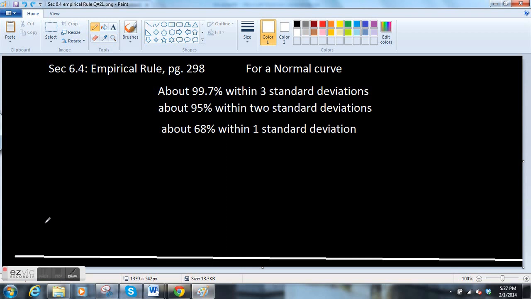Hi there, here we are, section 6.4. We're looking at the empirical rule, which is on page 298. So we're going to be all normal curves all the time for a while. So the empirical rule covers normal curves.